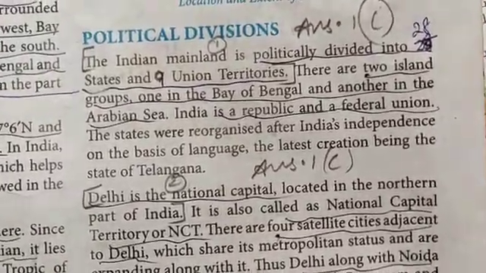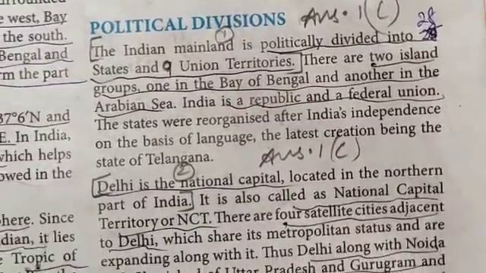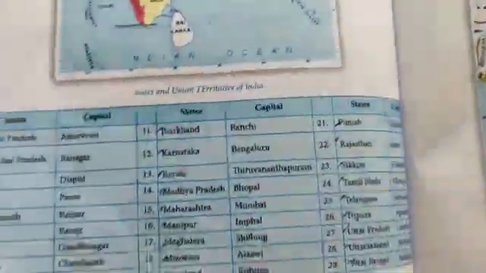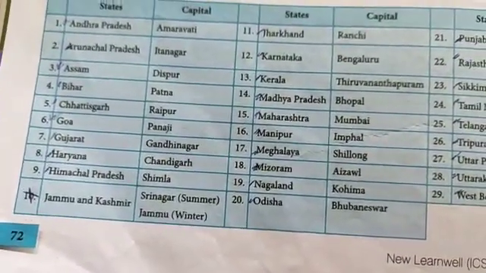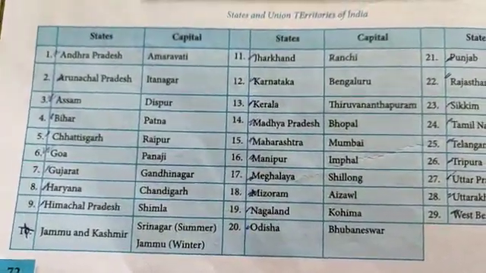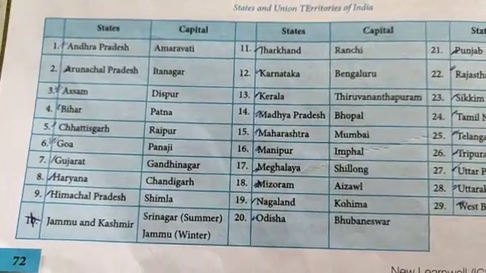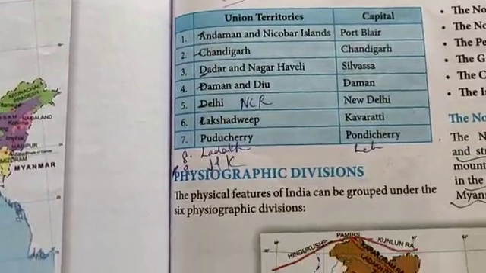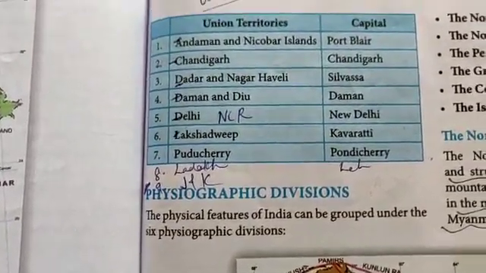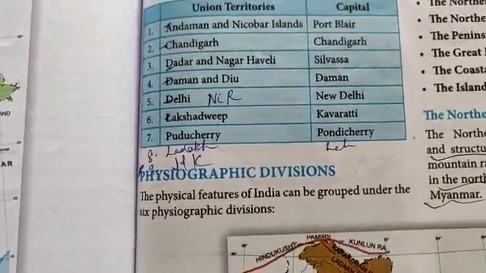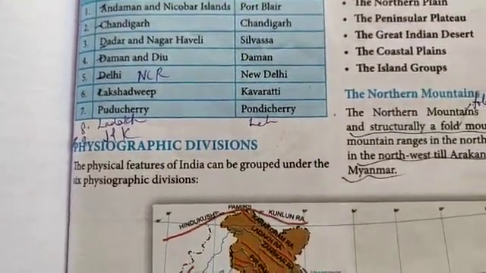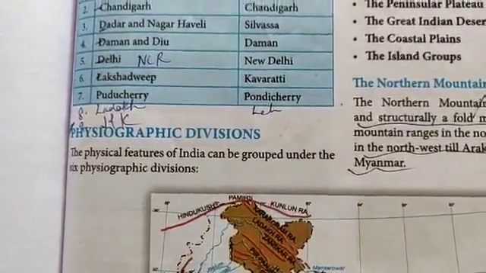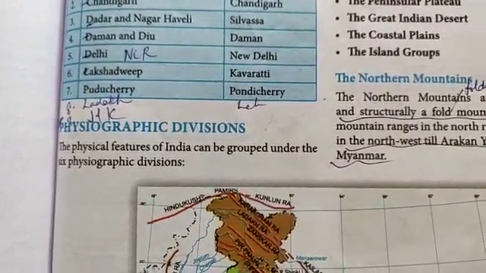India is divided politically into 28 states and 9 union territories. The state of Jammu and Kashmir, according to the 31st October 2019 ruling, where Article 35A was scrapped, has been bifurcated into the union territories of Ladakh and Jammu and Kashmir. Now today we are going to learn about the 6 major physical divisions of India.